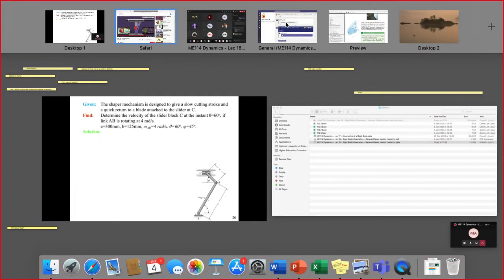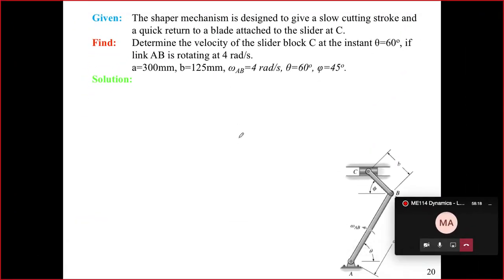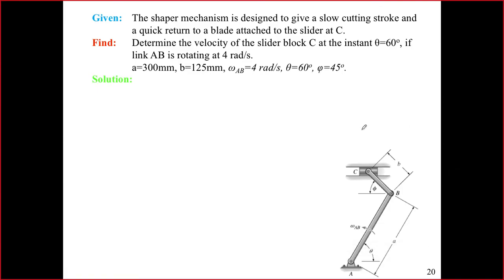Anyway, so let's get back to one variety of a quick return mechanism shown right here. Or let's analyze it basically. So this shaper mechanism is designed to give a slow cutting stroke and a quick return to a blade attached at C. Determine the velocity of the slider block C at the instant when theta is equal to 60 degrees. If link AB is rotating at 4 radians per second, it is shown right here that it is clockwise. So omega AB then is, of course, in vector form, minus 4k, right? So if I have my x, y, then z has to be in this plus direction, anti-clockwise.